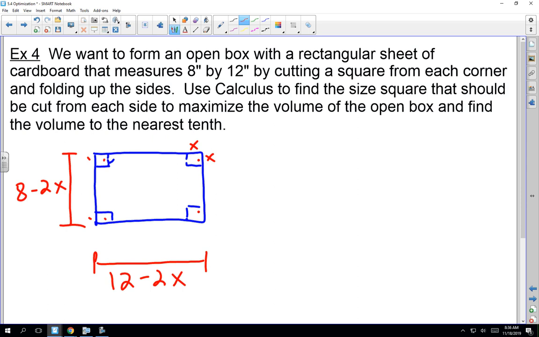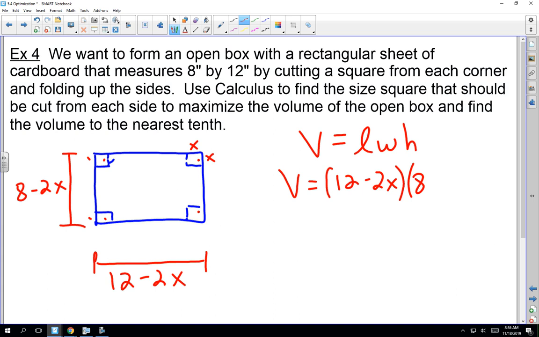And then when I fold up the tabs right here, here, here, and here, that gives me a height of x. So if volume of a prism is length times width times height, then I've got volume equals 12 minus 2x times 8 minus 2x times x. And that's my cubic polynomial.